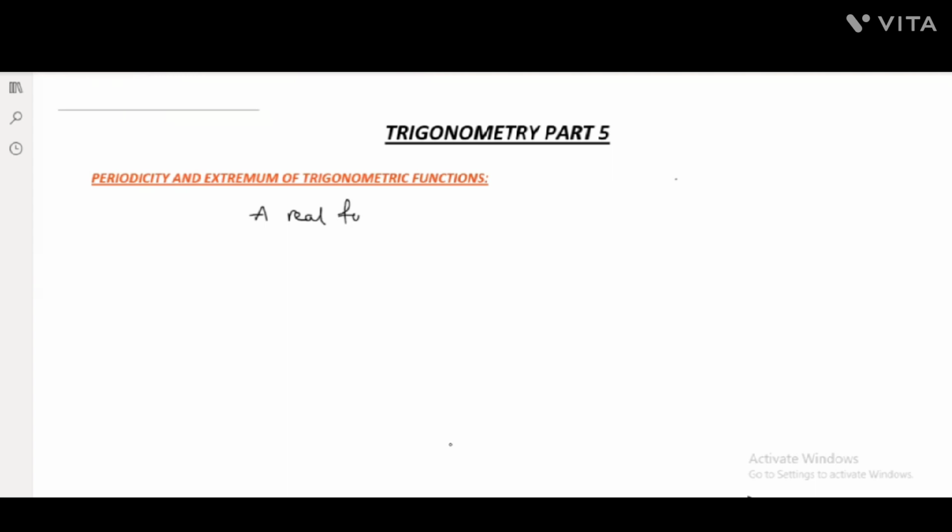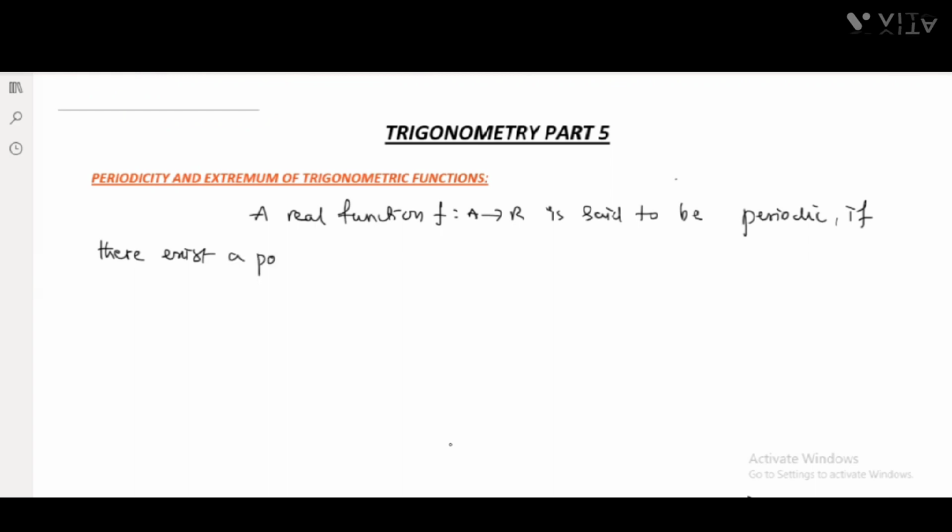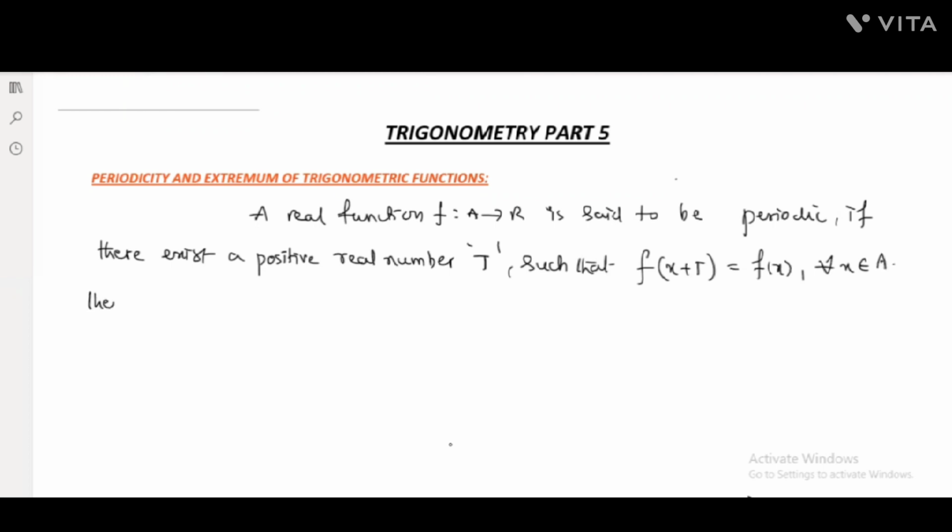A real function f from A to R is said to be periodic if there exists a positive real number T such that f of x plus T is equal to f of x for all x belonging to A. Then the least value of T is called the period of f of x. So what is meant by the least value of T here?